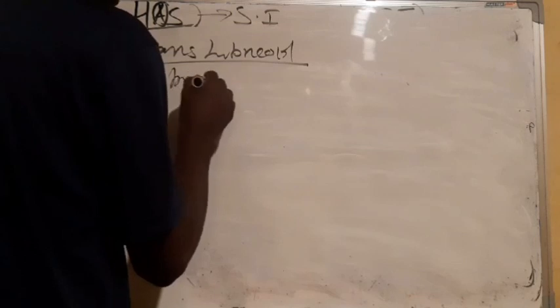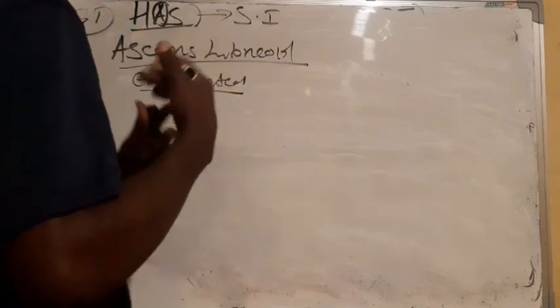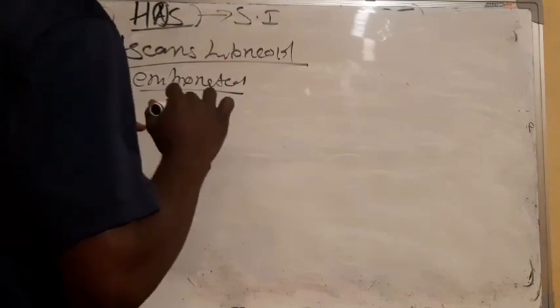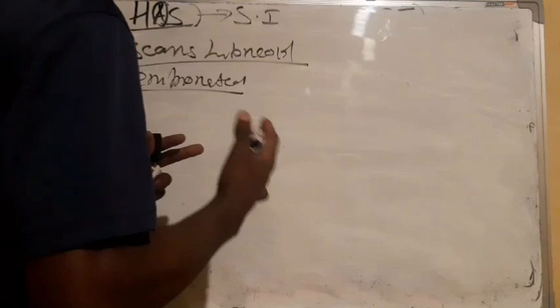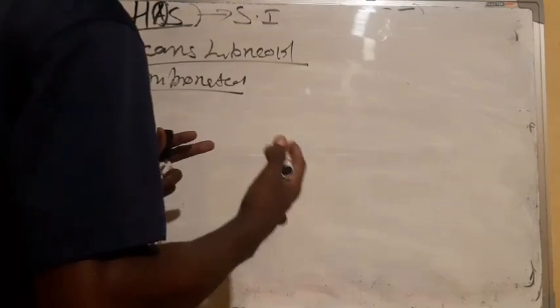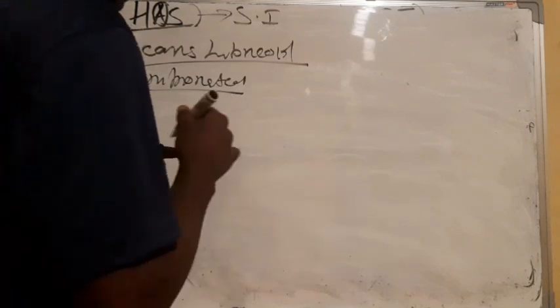What is ingested? It is the egg. What type of egg? The embryonated egg. Since it passes through the intestine, it causes those general symptoms such as abdominal pain, vomiting, nausea, and also diarrhea.